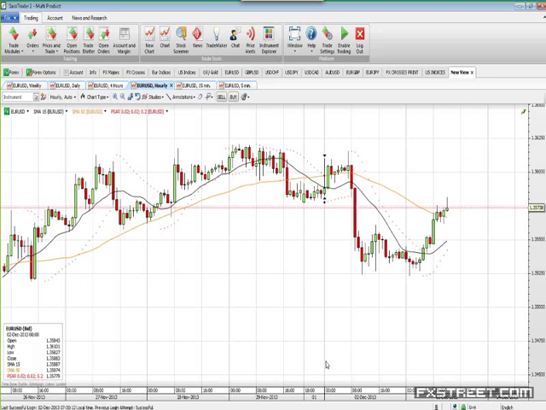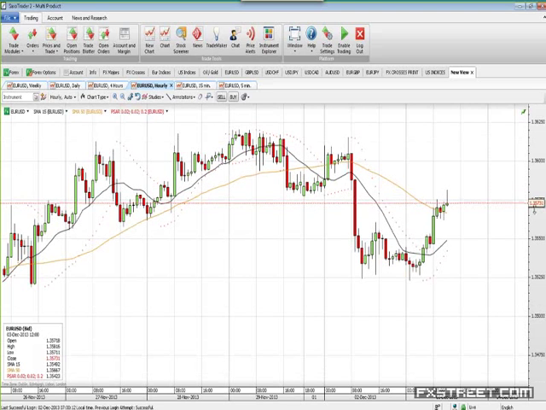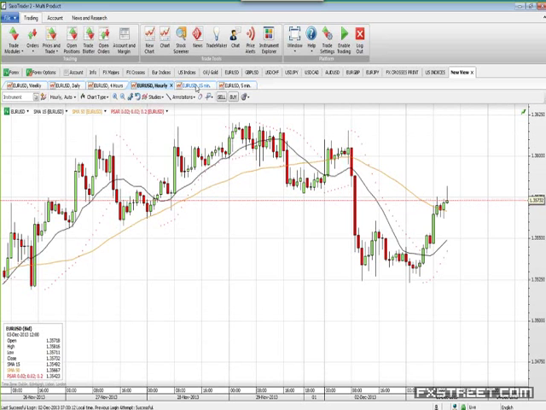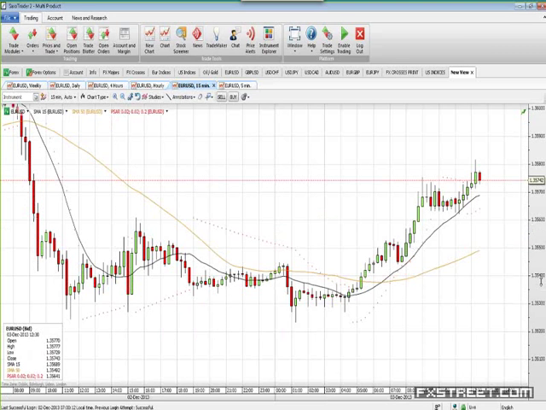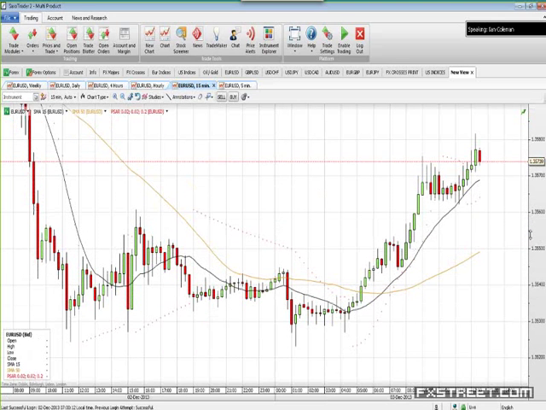So here on the hourly, the trend is still to the downside. On the 15-minute and 5-minute charts, we should be looking for reversal candles. But we haven't got any. Again, there are no reversal candles.